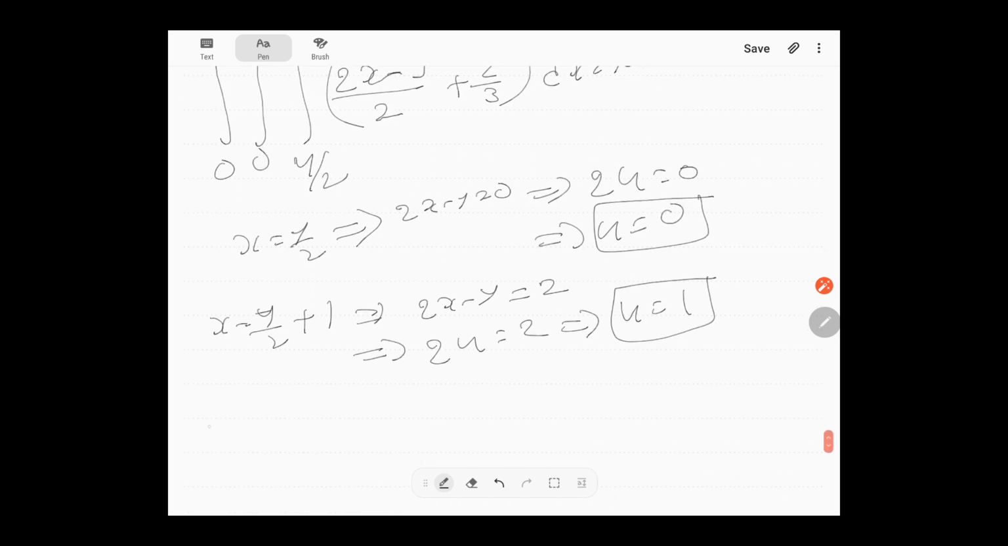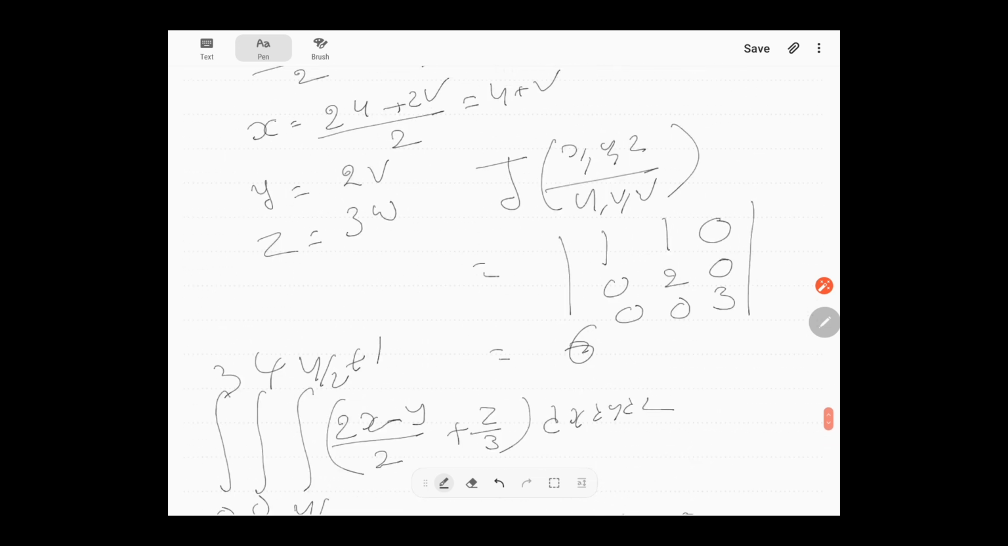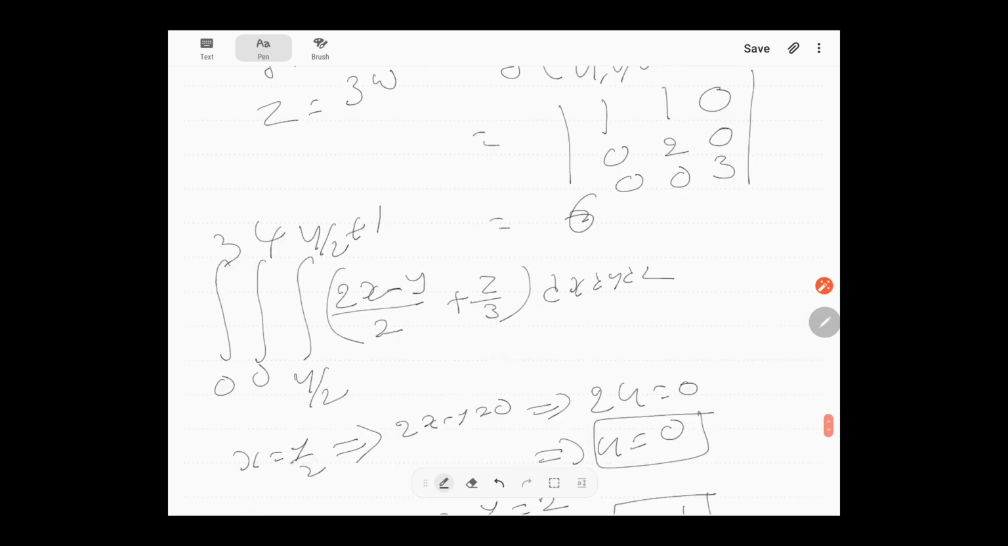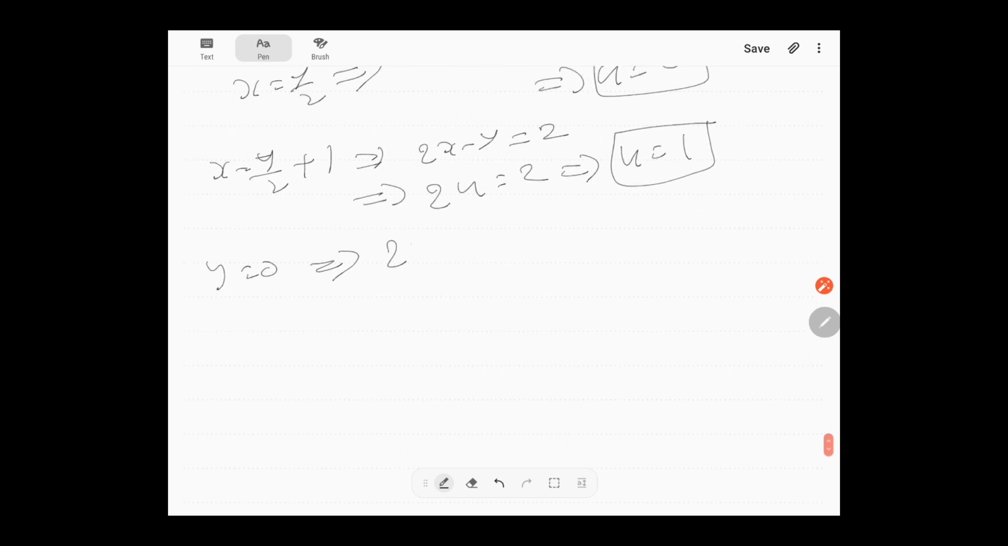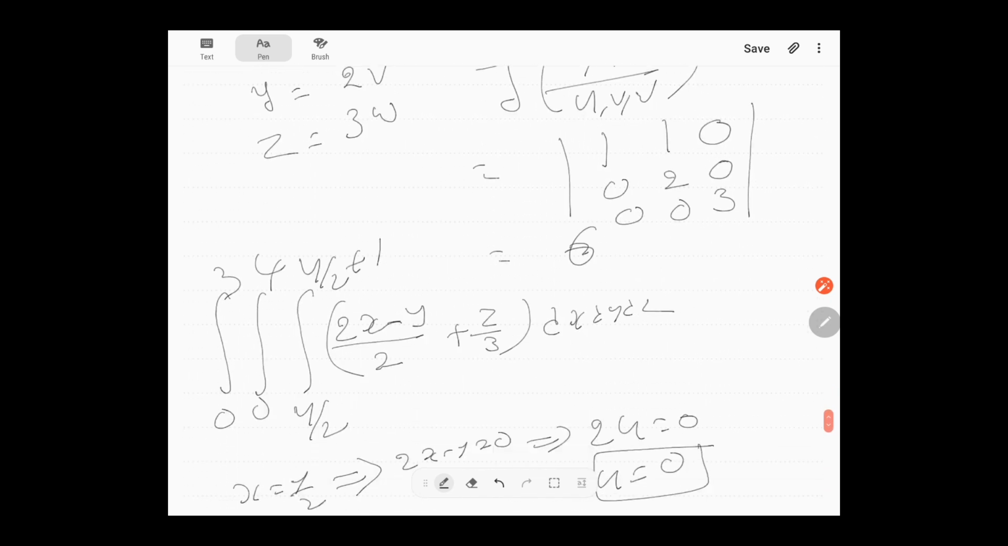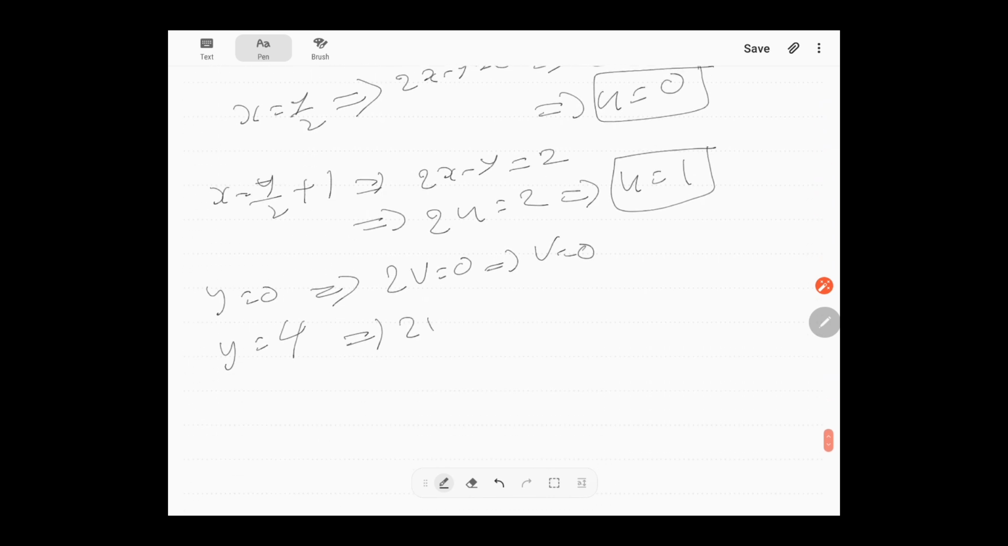Now y is equal to 0. y means 2v, so 2v is 0. That means v is 0. Then y is equal to 4, so the limits for y are 0 to 4. 2v equal to 4 means v equal to 2.